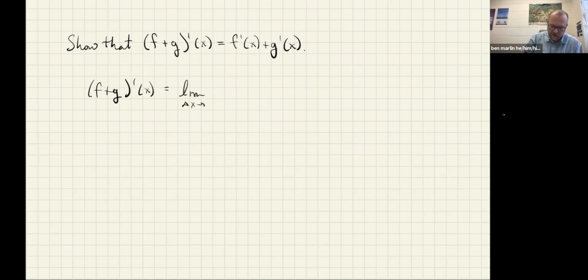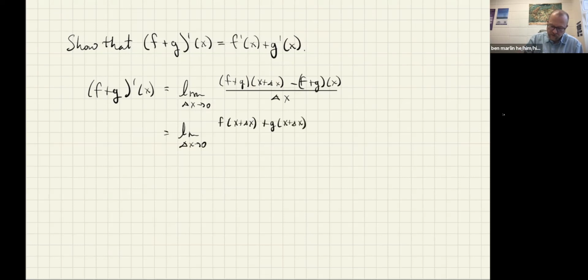But I'm going to talk about this having the limit as delta x goes to zero of f plus g of x plus delta x minus f plus g of x, all that divided by delta x. Okay. Now we have a limit as delta x goes to zero. We have to think about what f plus g of x means. And all it means is f of x plus delta x plus g of x plus delta x minus f of x and minus g of x.